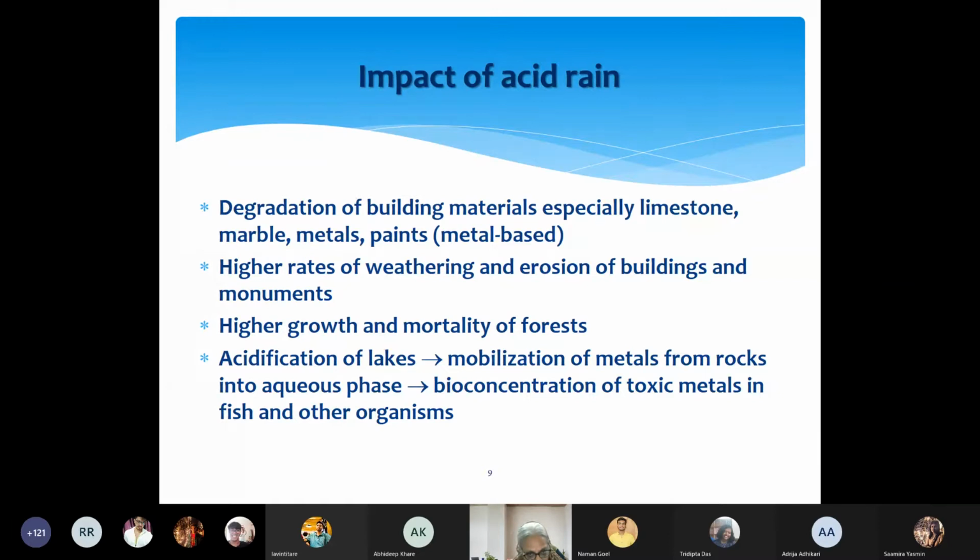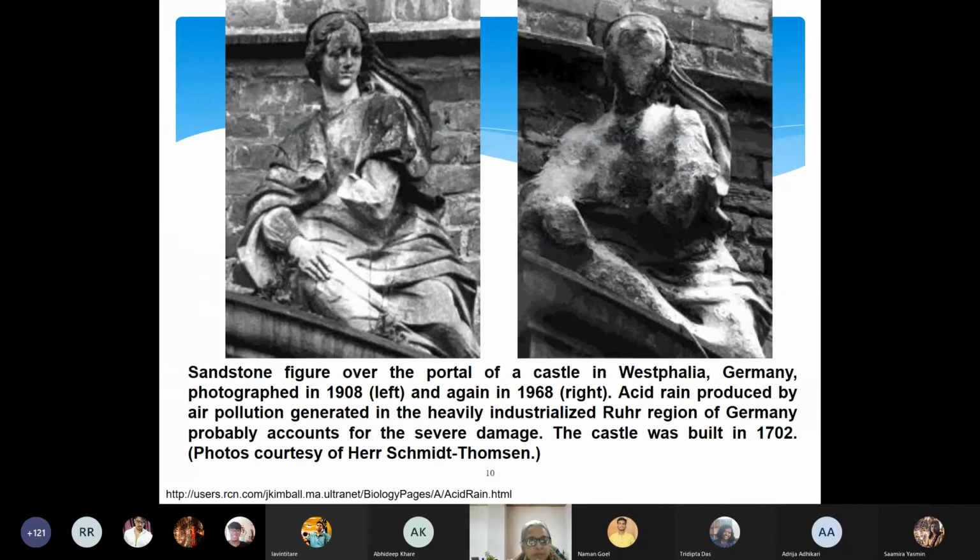So the greater the acidity, the greater the dissolution of rocks, metals, and any other material. I'll just show you a couple of examples. This is a sandstone sculpture in Germany. The first photo is from 1908, and the second one is from 1968. This particular castle was built in 1702. I found this really dramatic, and industrialization in Germany was greatest during this period, 1908 to 1968, when there was very little control on air pollution.